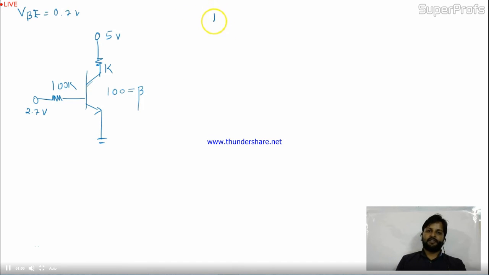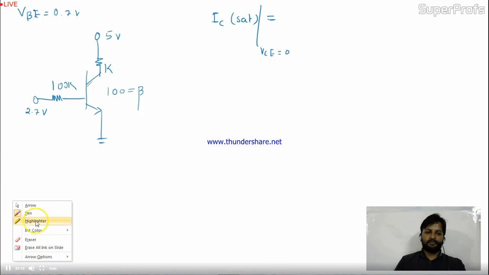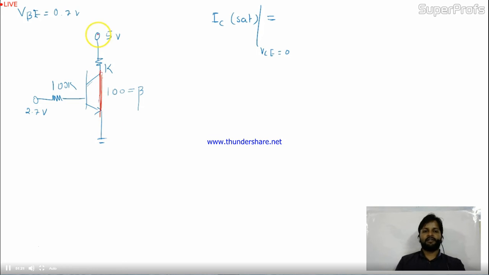According to my procedure, first I have to find out IC saturation. How to find IC saturation? By doing VCE equal to 0. You have to make VCE 0, which means you have to short these two terminals, collector and emitter. Now you have this outer circuit. Can you find out this current for me? Yes, this IC.